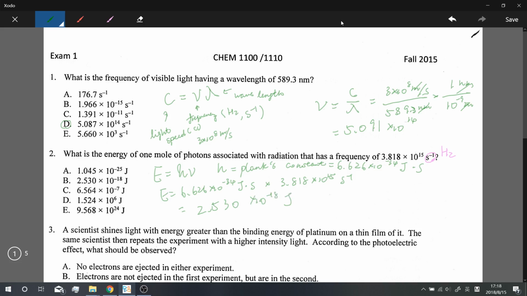So some careless students will probably think the answer is B, which is not correct since the question is asking for 1 mole. I hope you will pay attention to this particular trick since Dr. Ma uses it very frequently both in the first exam and in the final. What we're calculating right now is the energy for 1 photon.